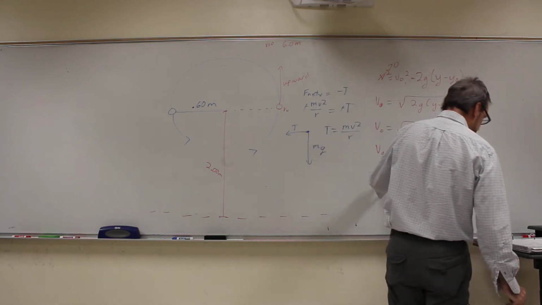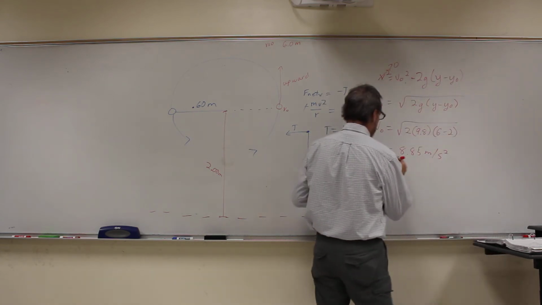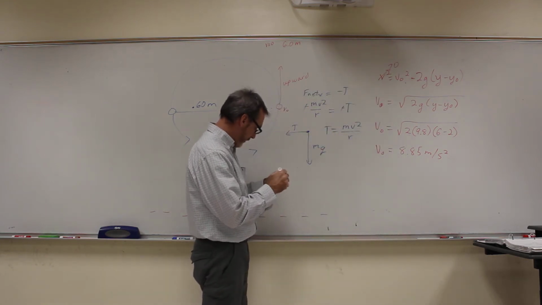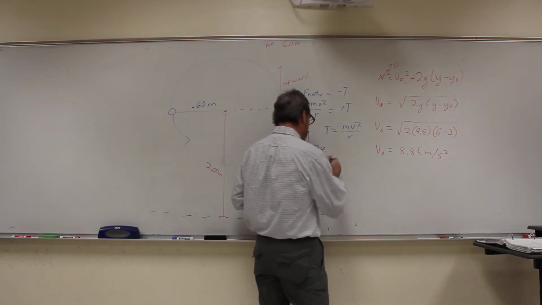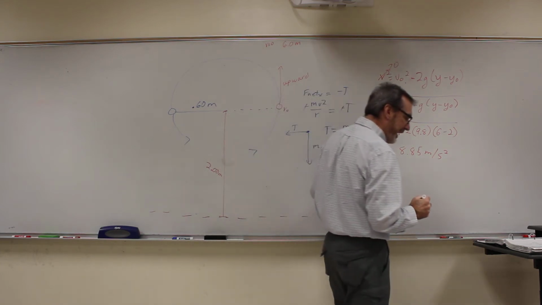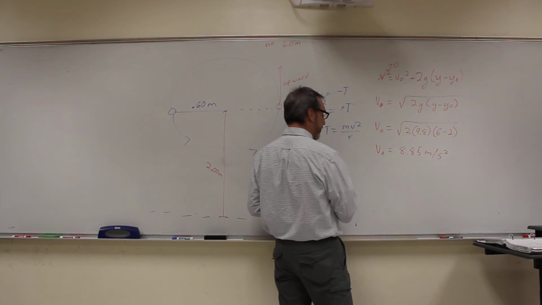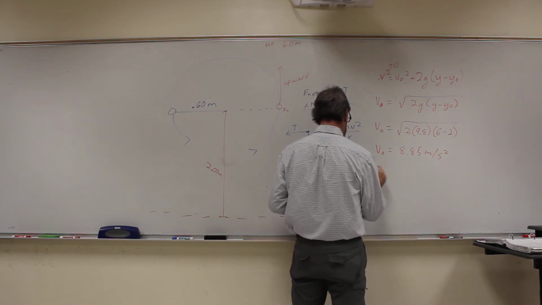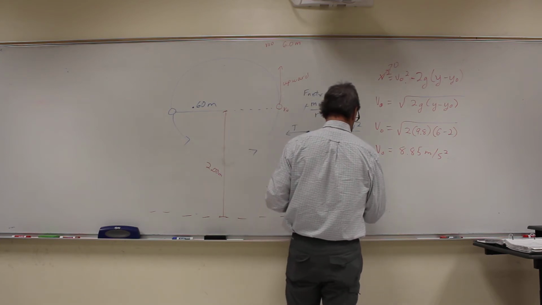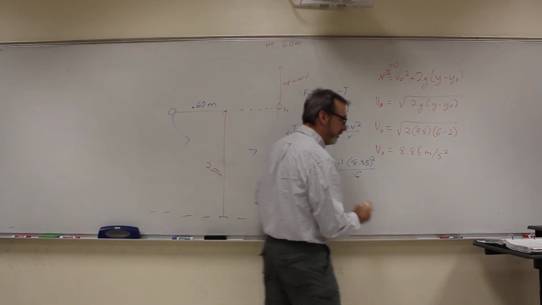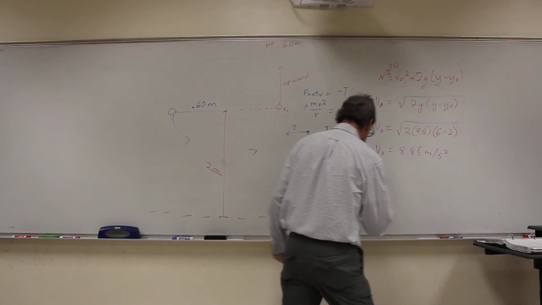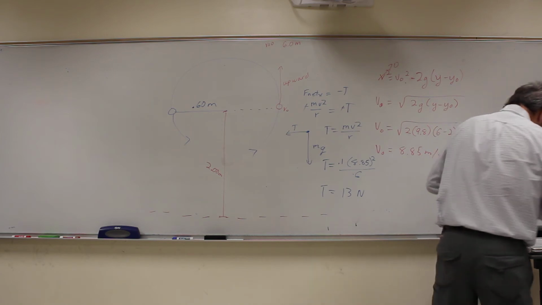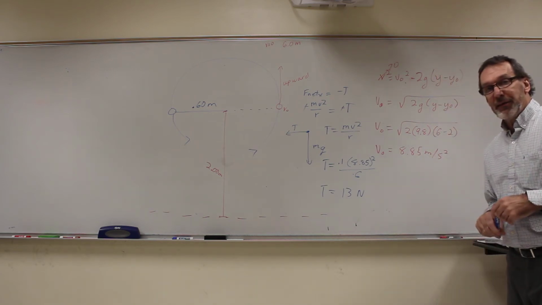And then we plug that back into T to solve for the tension. We get that the tension is equal to the mass, which was 0.1 kilograms, times the velocity, 8.85 squared, all divided by the radius, 0.6. You get the tension in the string is 13 newtons. That is how you solve that problem.